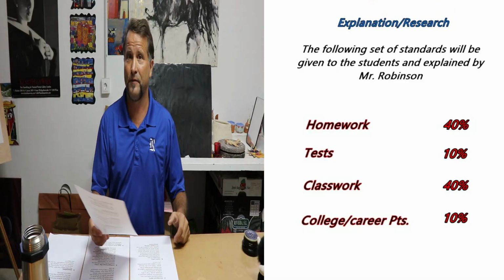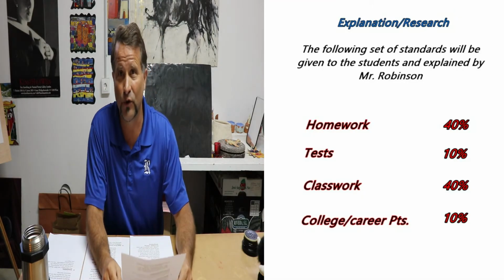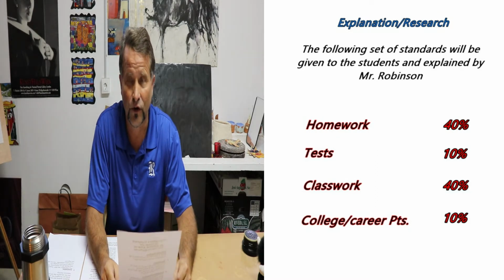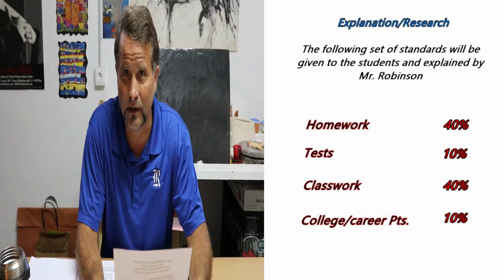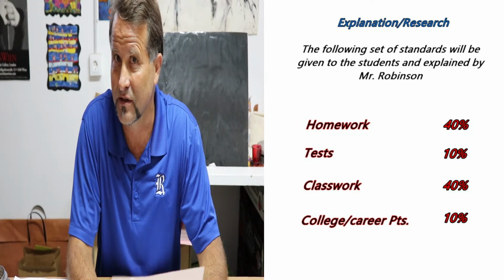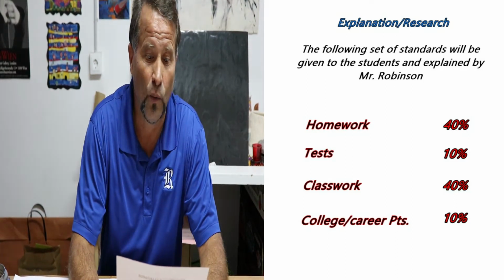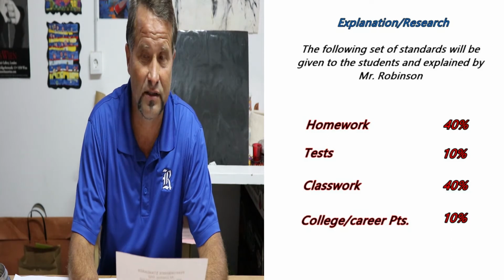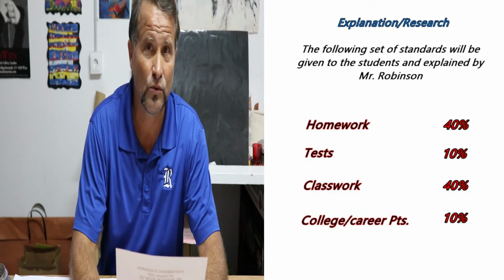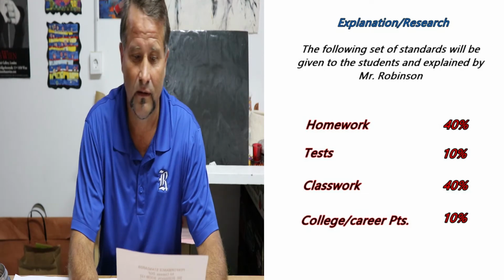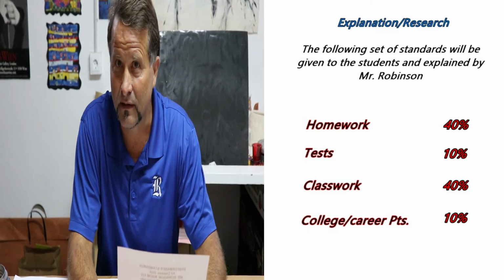All right. So, with that said, let's start where the stuff that you need to know is, which is under explanation/research. And you'll see right off the bat, the percentages for what things are worth are right there. And that's what you probably really want to know, and that's probably what your student really wants to know. So you'll see, homework, 40%. Tests, 10%. Classwork, 40%. College and career points, 10%.